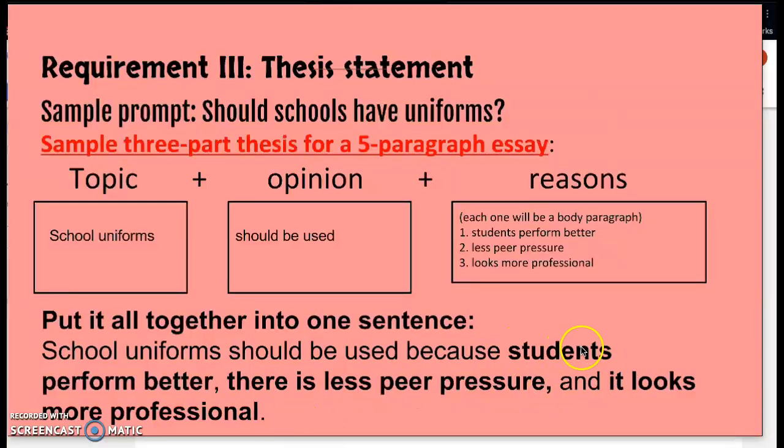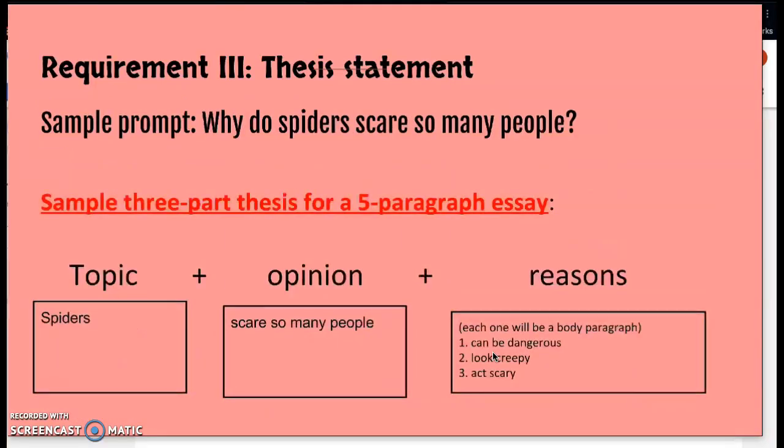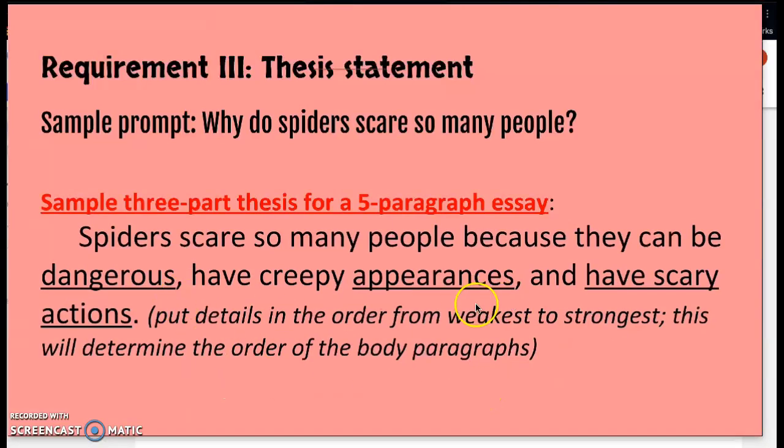So these would be my 3 body paragraphs. I would prove that they perform better, less peer pressure, and looks more professional. For the why do spiders scare so many people? This could be a sample 3-part thesis. So spiders scare so many people because they can be dangerous, look creepy, and act scary. So here's my final thesis put together.